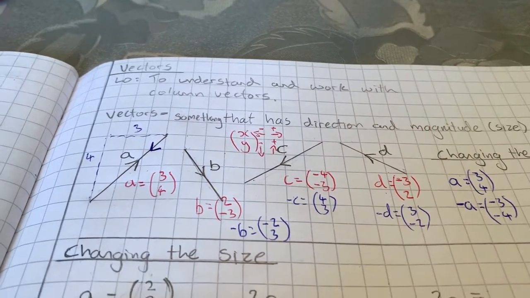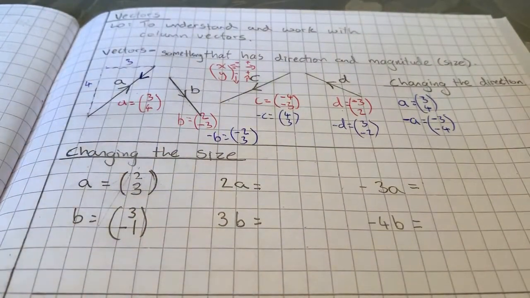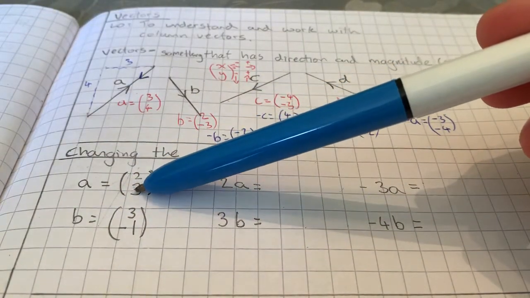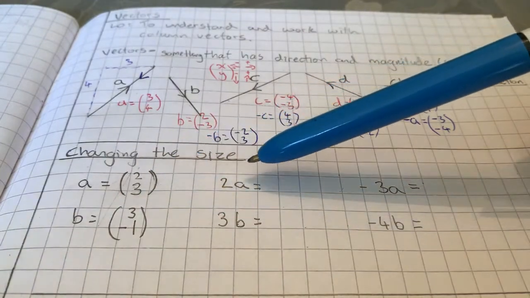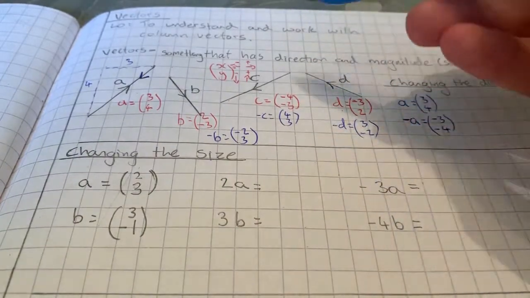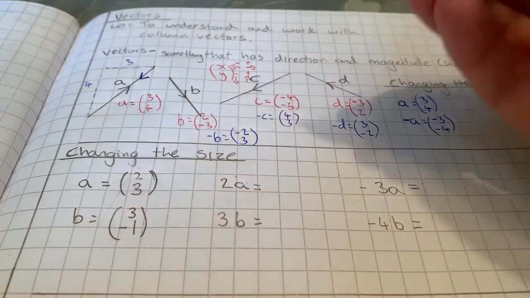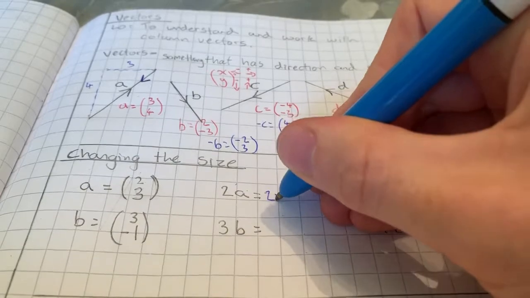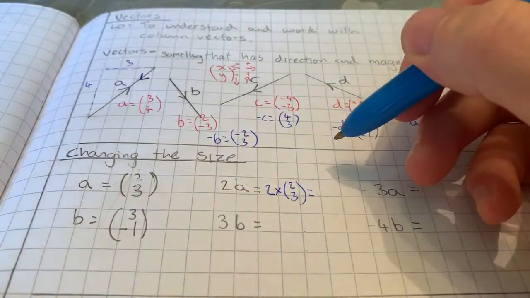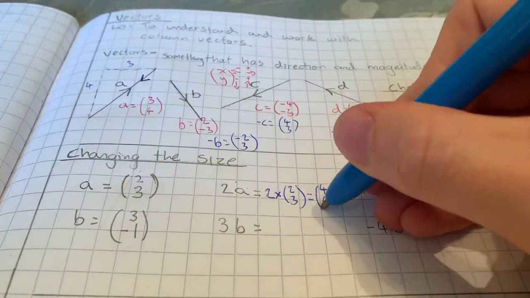You can also manipulate a vector by changing the size of it. So I'm not going to do it with diagrams, I'm just going to do it straight with the values here. So if I've got vector A, for example, is 2, 3, and I want to find the size of 2A, to manipulate that, so change it. What you are doing is you're doubling the length of the vector when you times it by 2A. So you'll do 2 multiplied by 2, 3. So that means 2 times 2 makes it 4, and 2 times 3 makes it 6. That becomes 4, 6.